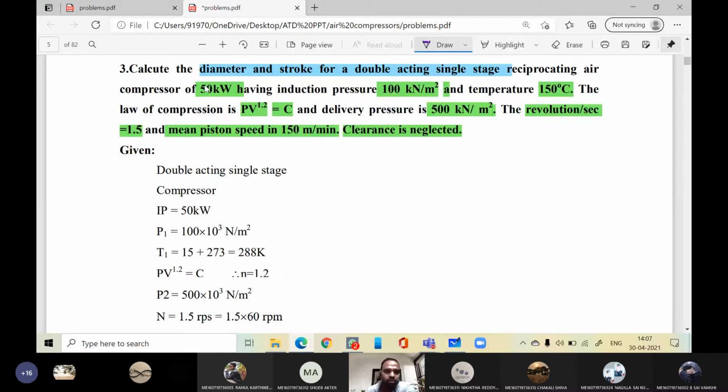Calculate the diameter and stroke. He is asking D as well as L for double acting. For double acting, NW is equal to 2 times N, number of working strokes equals 2 into N. For a double acting reciprocating air compressor of 50 kilowatt, indicated power is given as 50 kilowatt. By seeing the units, we can say 50 kilowatts is the power developed by the compressor, and having induction pressure. Induction is nothing but suction. Inlet pressure is given, and it is not 150, it may be 15 degree because 150 inlet is not possible.